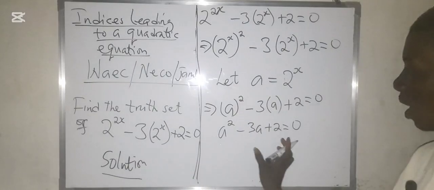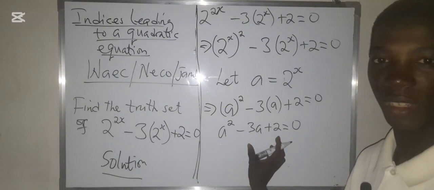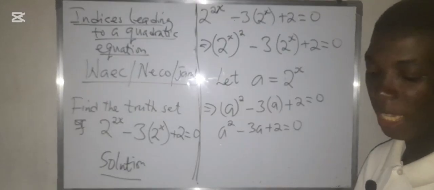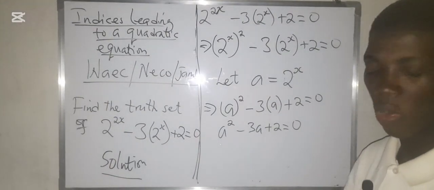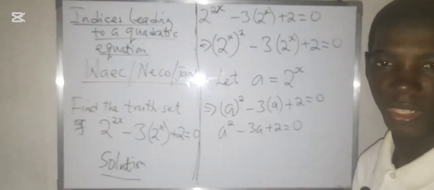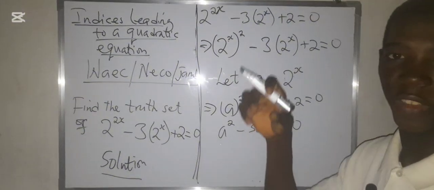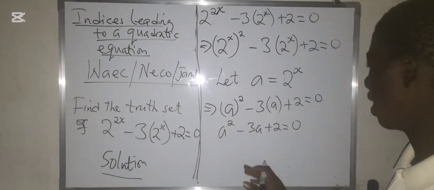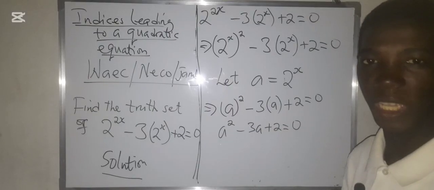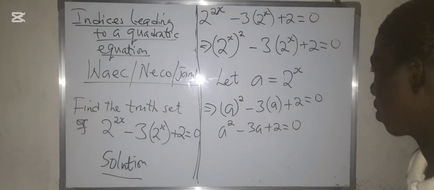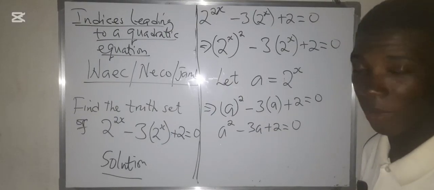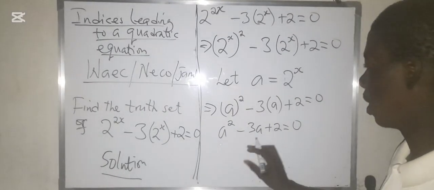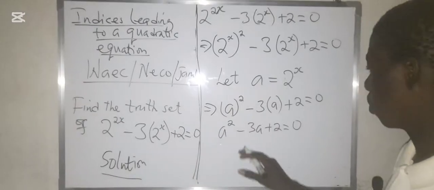Now you can see that this is a quadratic equation. You can solve this in many ways: the factorization method, the completing the square method, or the quadratic formula method. Here, let's use the factorization method to make it easier, since factorization can go.